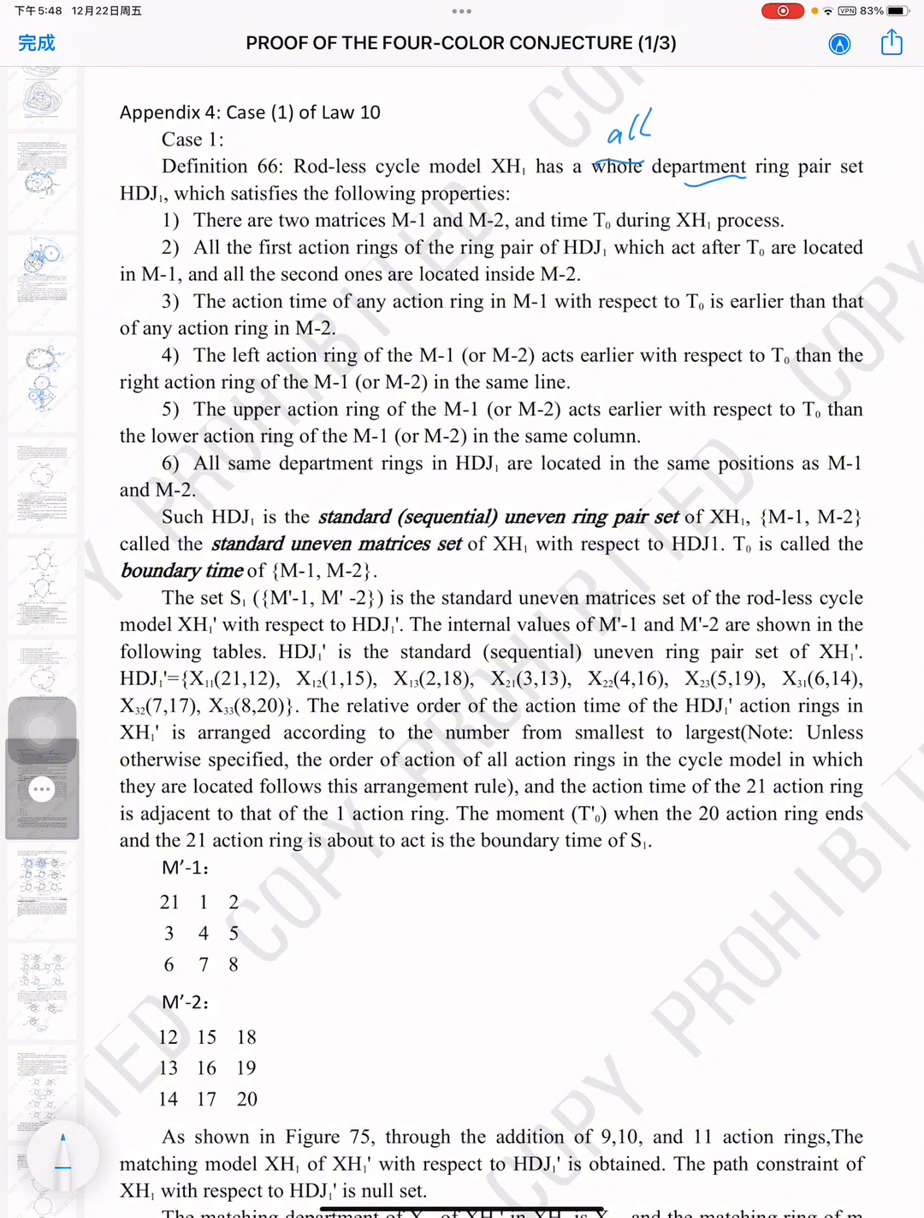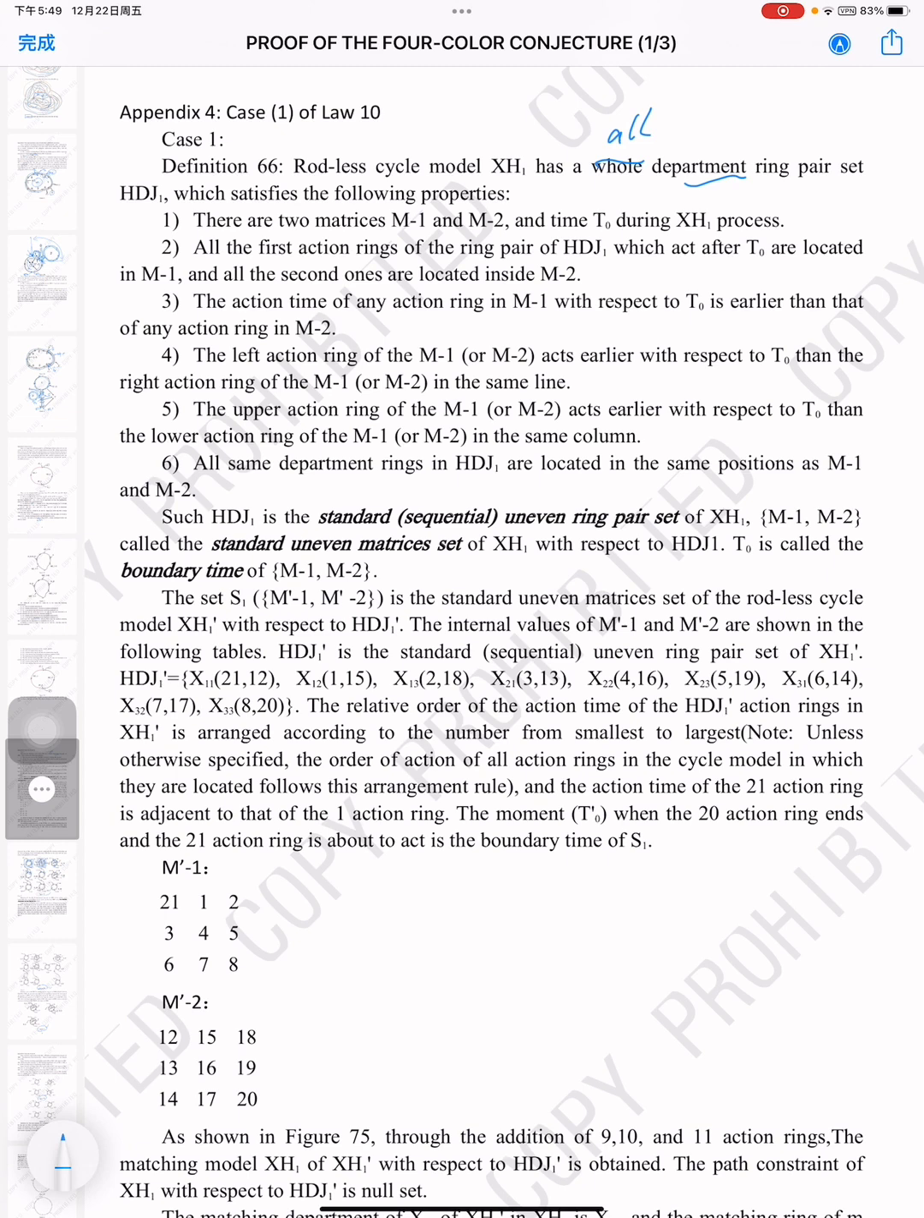4. The left action ring of the M-1 or M-2 acts earlier with respect to T0 than the right action ring of the M-1 or M-2 in the same line. 5. The upper action ring of the M-1 or M-2 acts earlier with respect to T0 than the lower action ring of the M-1 or M-2 in the same column. 6. All same department rings in HDG1 are located in the same positions as M-1 and M-2.